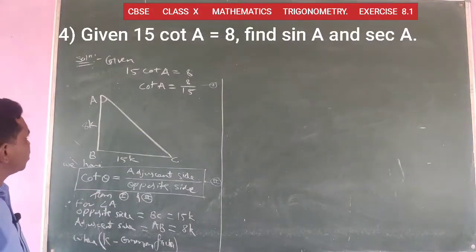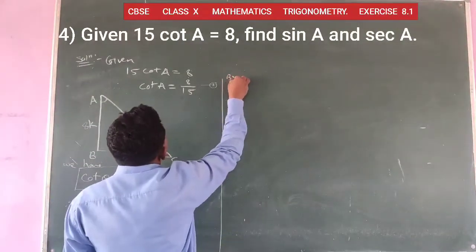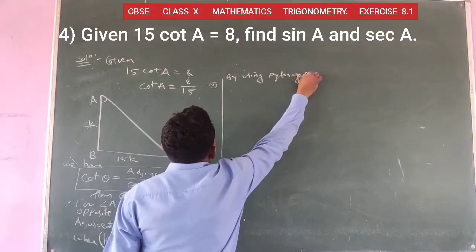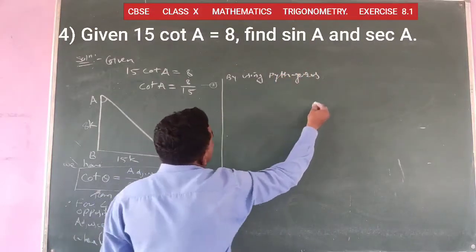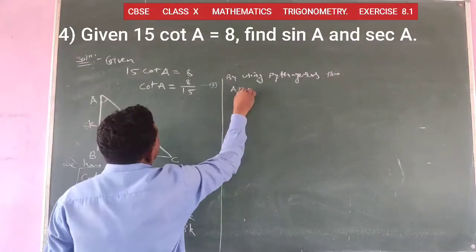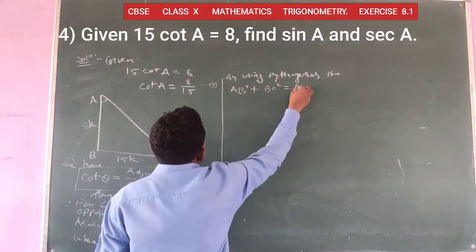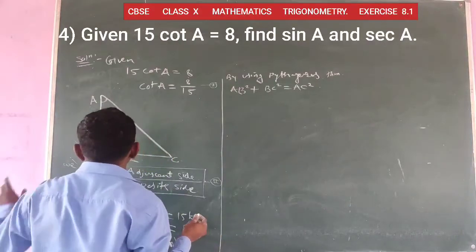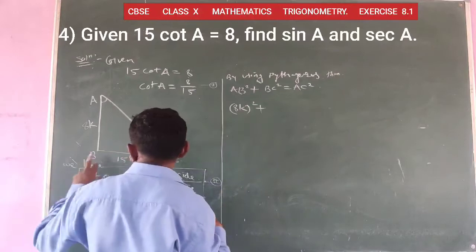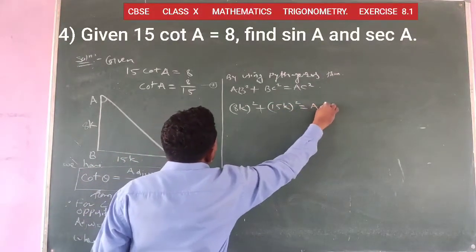So again by using the Pythagoras theorem. And what is the Pythagoras theorem? Here AB square plus BC square is equal to AC square. So what is the value of AB? (8k) square plus BC (15k) square is equal to AC square.